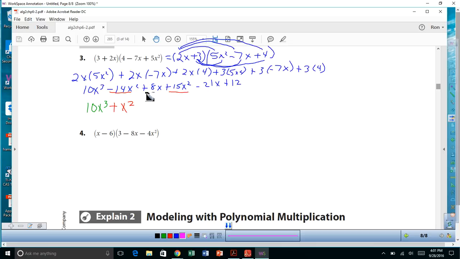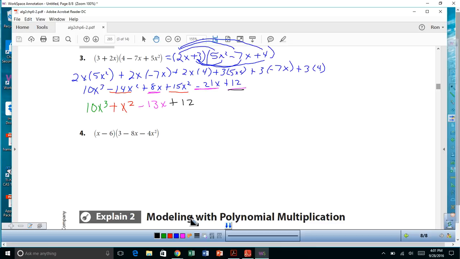Then we have 8x here. Do I have any other x? Minus 21x. So that's going to give me negative 13x. And what do I have? I just have 12 left. So we'll just add 12 there. And voila, you're done.